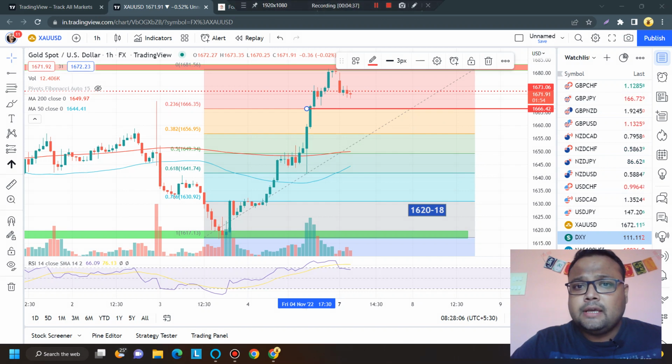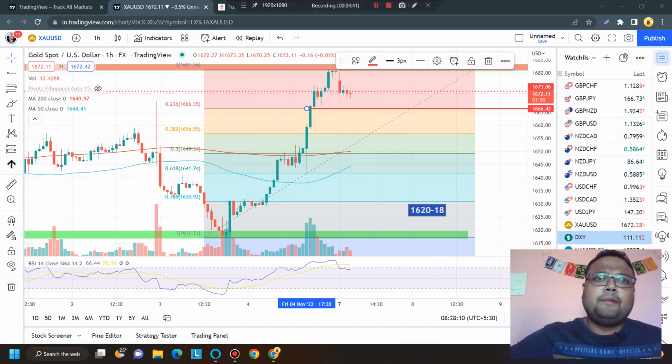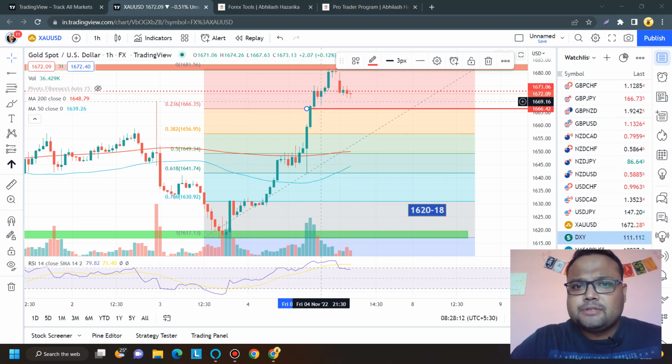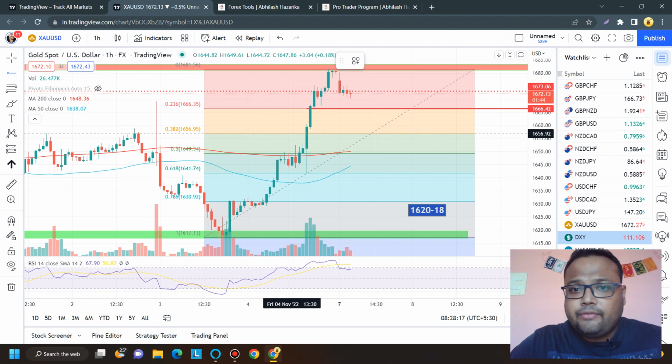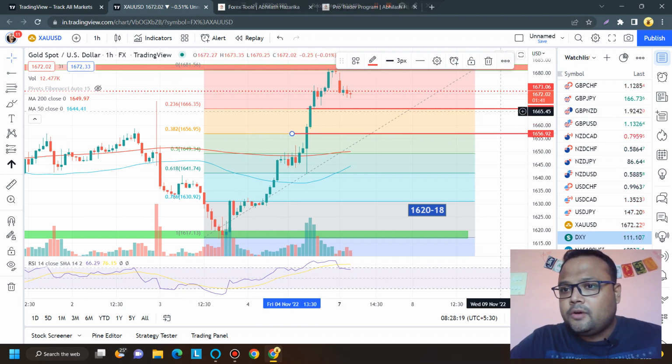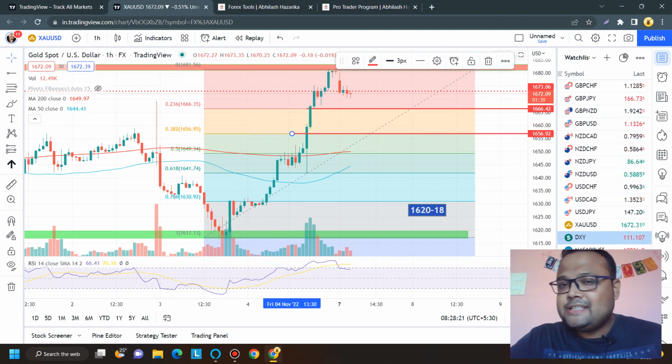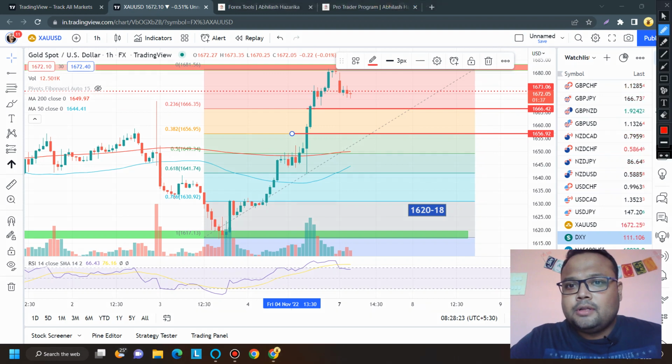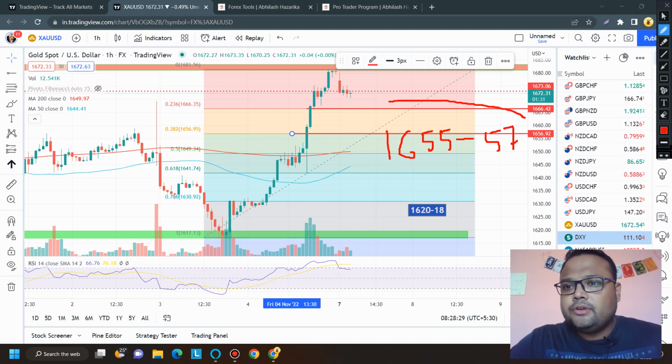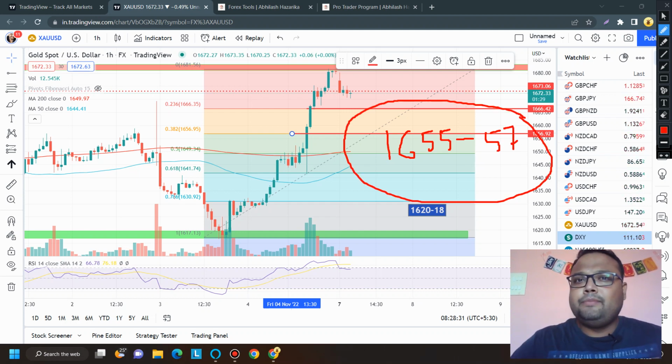And if you see the market continuing the upside, then well and good, you can stay on the trade. In case selling pressure brings the market to this level, Fibonacci 38.2, what is the level here? 1656. So our second support will be the 1655 to 57 level. If the market comes down to this level, this will be a second retracement.